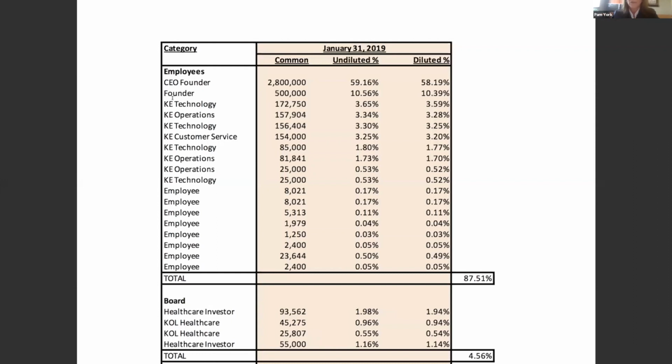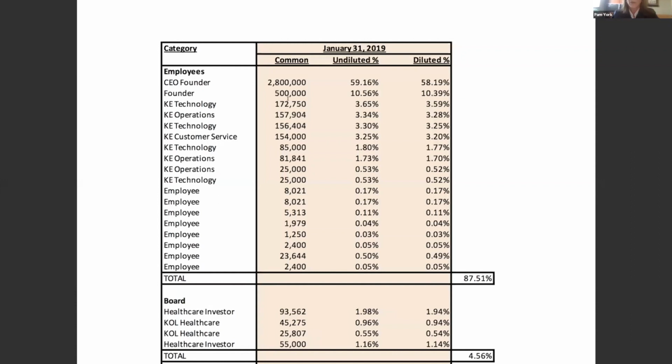And then over time they brought on KE, which stands for key employee. So you can see in technology, operations, customer service, a lot of technology and operations. This company is technology and operations heavy, which tells another piece of the story. This company was in digital health, so they obviously had to have quite a few employees really developing the technology solutions.